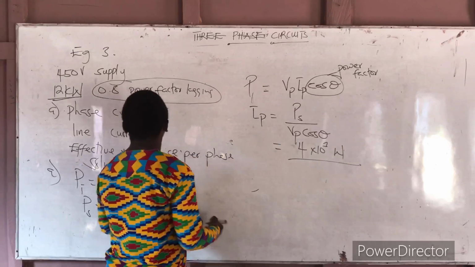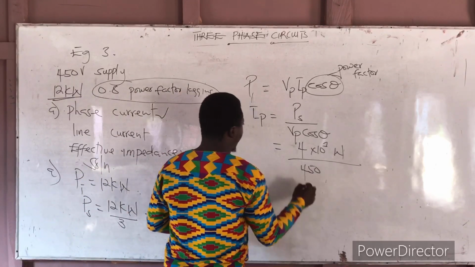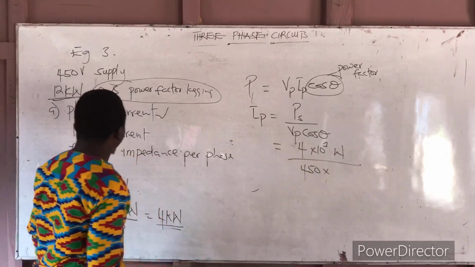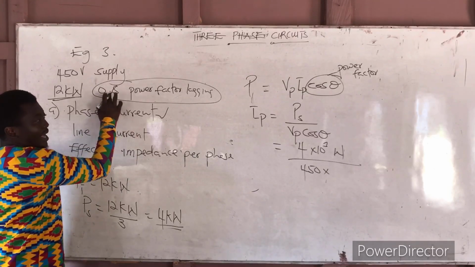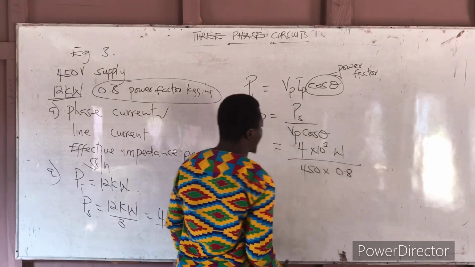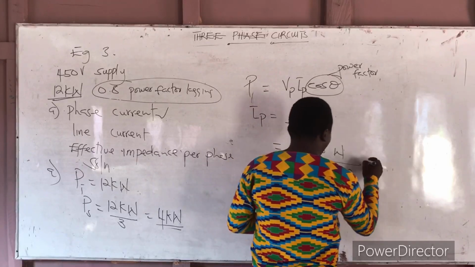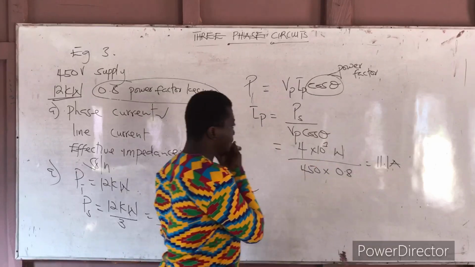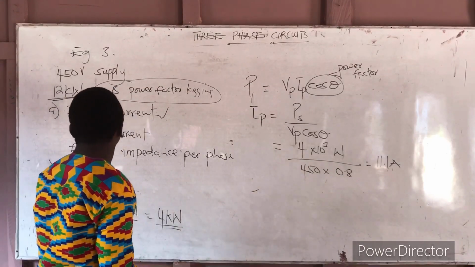And the VP is also given to be 450 volts times the cos theta. The angle wasn't given, but the power factor has been given. And we know cos theta is the power factor. So you just put it there straightforward, which is 0.8. What are you going to get? You are going to get IP to be 11.1 ampere. So our IP is 11.1 ampere.